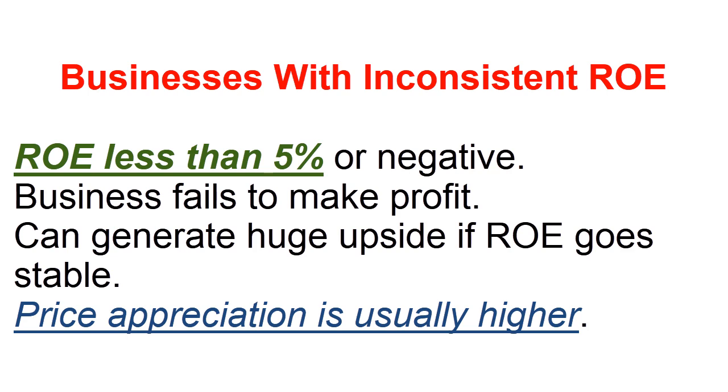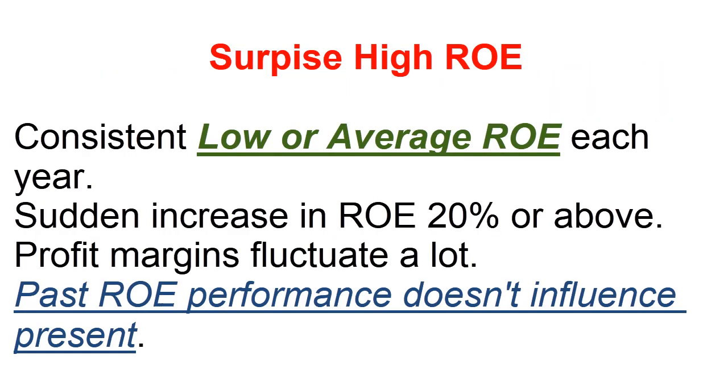So in spite of business generating only 10 to 15% stable ROE, stock prices may see strong appreciation for time business successfully turns around. Final on list are those businesses that present surprise high ROE. These are businesses that are either presenting consistent low or average ROE from long time and now have suddenly expected to deliver ROE of 20 or above. Usually profit margins of these kind of businesses fluctuate a lot, and the sudden increase in profit usually comes from sudden expansion of profit margin.